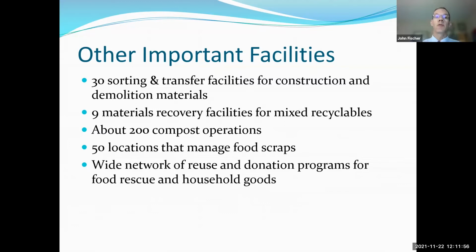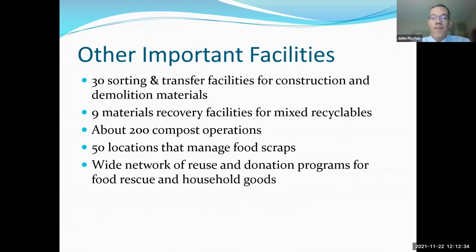That includes about 30 sorting and transfer facilities for construction and demolition materials. We have 9 of what we call material recovery facilities for mixed recyclables. Those are our bottles and cans and paper and cardboard. They take those recyclables and process and sort them and bale them and ship them off to end markets. We have about 200 compost operations of various types and sizes. Some of those include compost operations that manage food scraps.